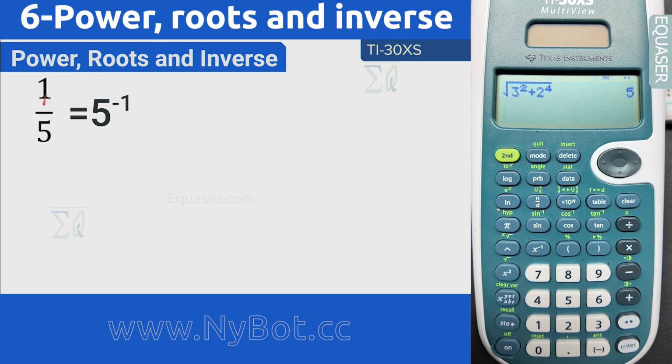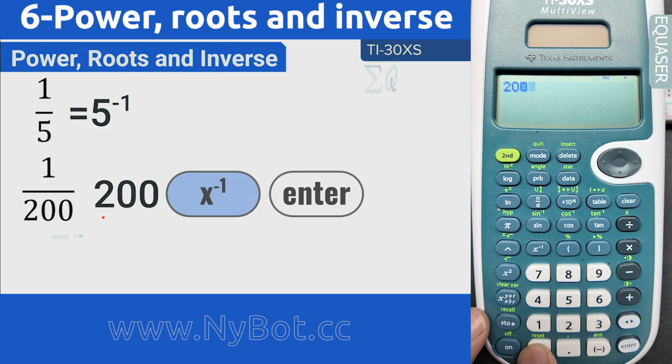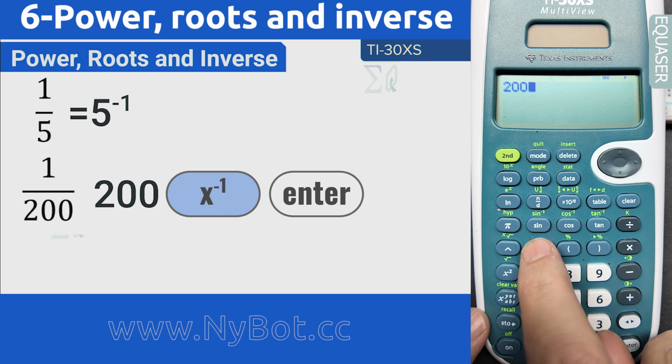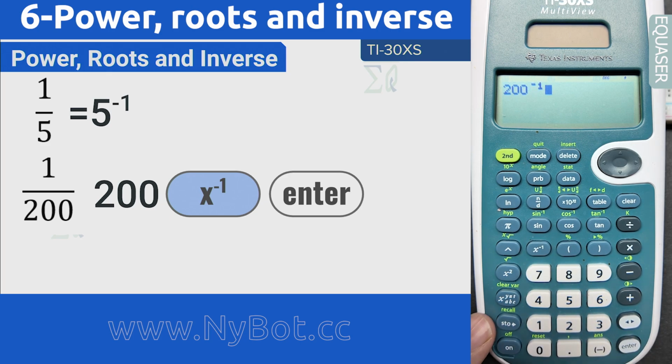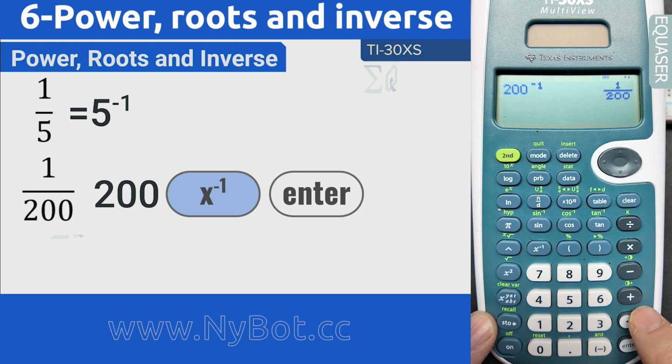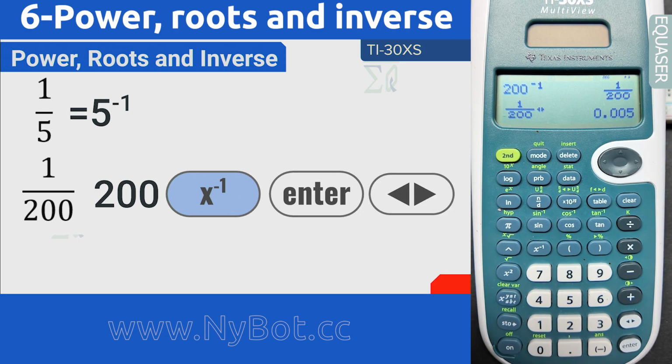For the inverse, first we have to understand that 1 over 5 is equal 5 to the power minus 1, so we can represent it that way as well. For example, 1 over 200, if you have it, we can just type 200 and press this button. You don't need to type 1 or over, just press this. It's already 1 over 200, and if you want to toggle it, here is the answer.